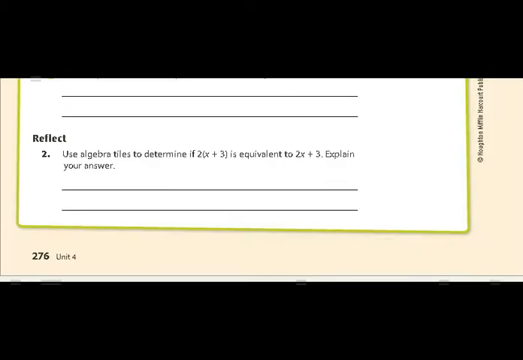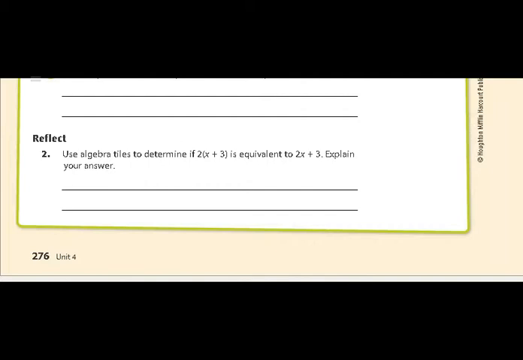Okay, so for reflect, use algebra tiles to determine if 2 times x plus 3 is equivalent to 2x plus 3, and explain your answer. So as I'm walking around, I'm going to be looking for you guys using the tiles to compare and find your answer. So be writing out, I should see some tiles and stuff written out, and checking your answer. So I'll walk around.